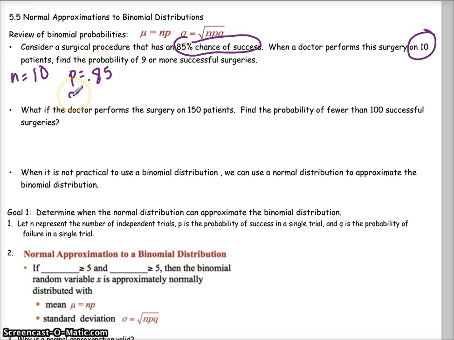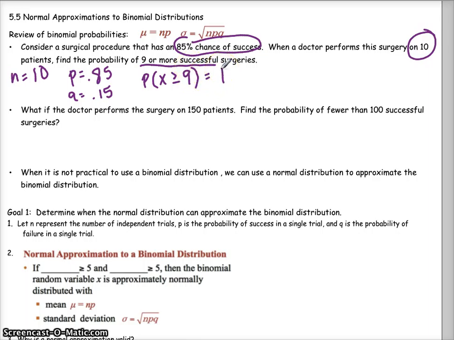And Q would be the probability of a failure. So if we have an 85% probability of success, we would have a 15% probability of failure, or 0.15. And remember, you just subtract the probability of success from 1 in order to calculate the probability of failure. Okay, so this is asking us to find the probability of 9 or more, greater than or equal to 9 successful surgeries.